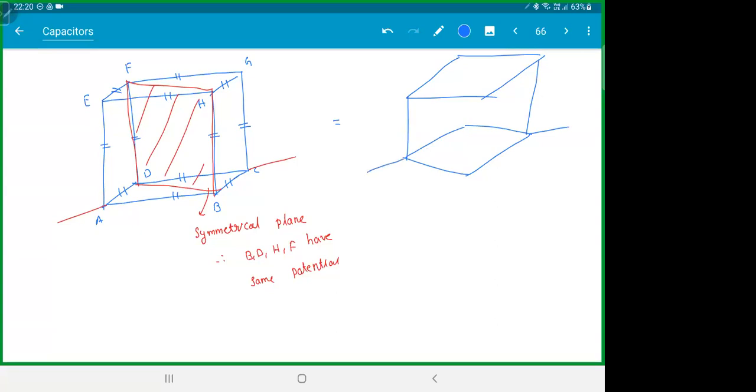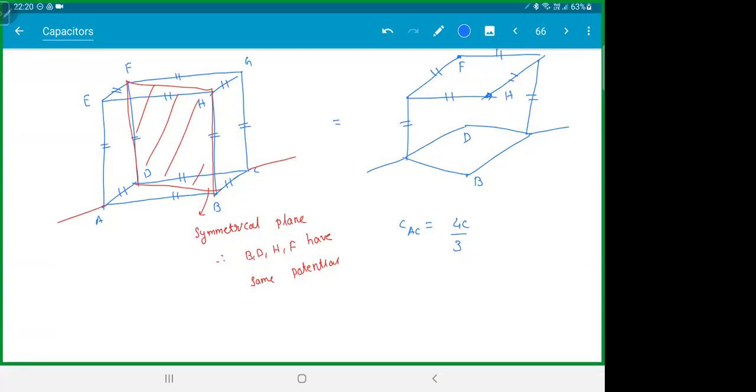This is easy to solve, right? You can remove these two guys. This is HF, this is BD. You can remove the BH and DF parts. So this will be C, and C, that would be C by 3, 4C by 3. Check, 10C by 9.